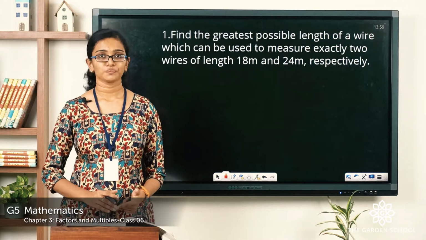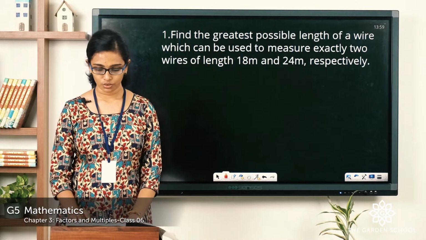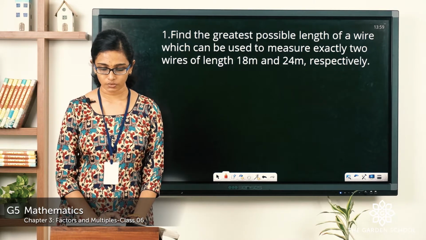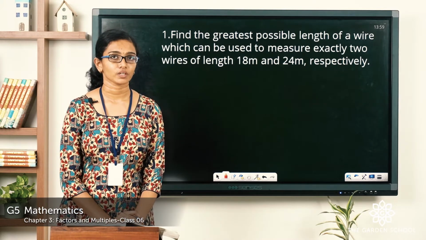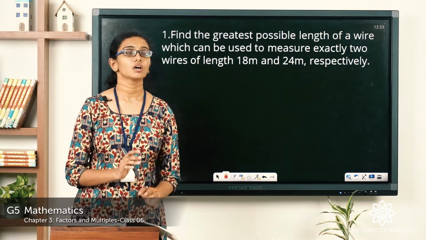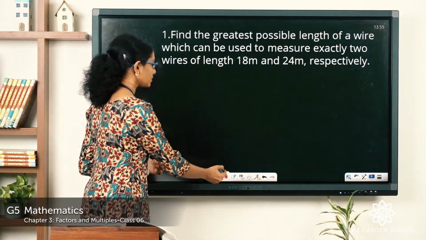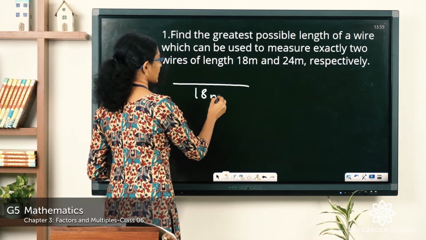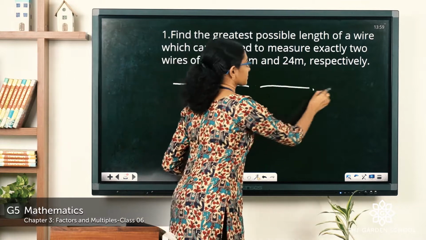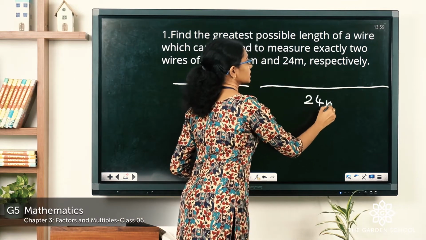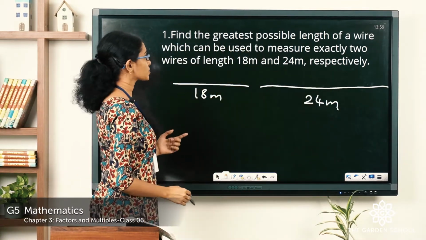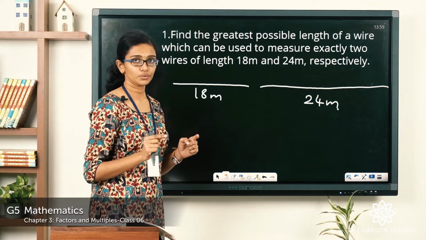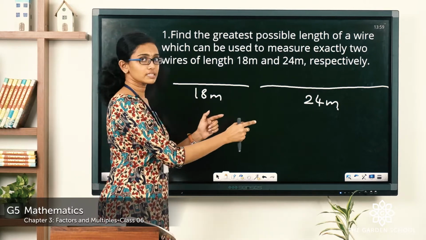Find the greatest possible length of a wire which can be used to measure exactly two wires of length 18 meter and 24 meter respectively. So what are you asked to find? In the question it is said that you have two wires, one of length 18 meter and the other one of length 24 meter, right? What are you asked to find? You are asked to find the measure of a wire which can be used to measure these two wires exactly.